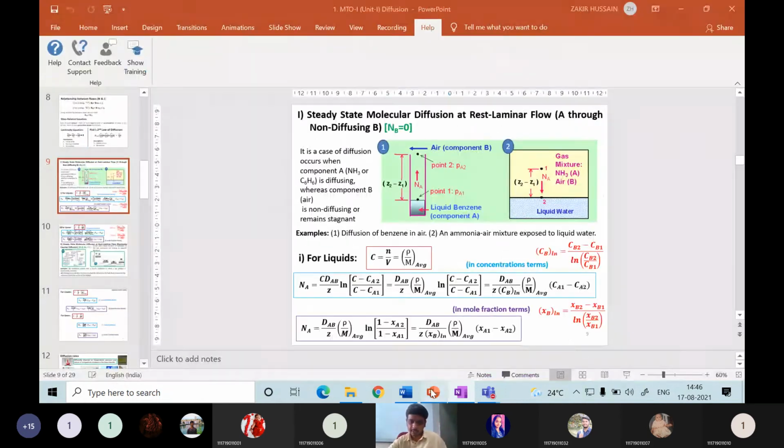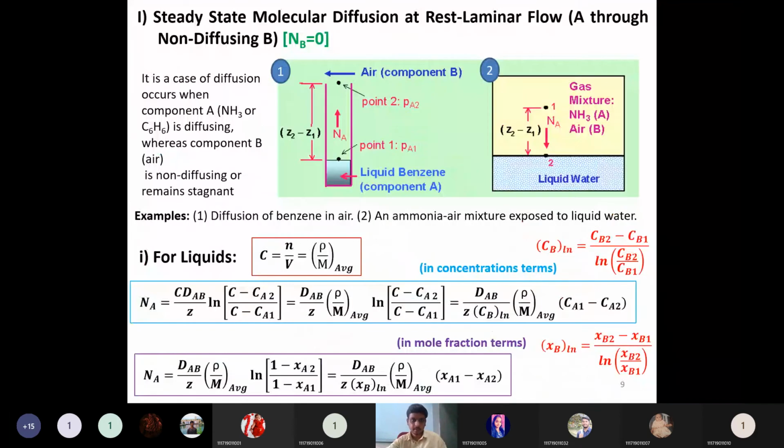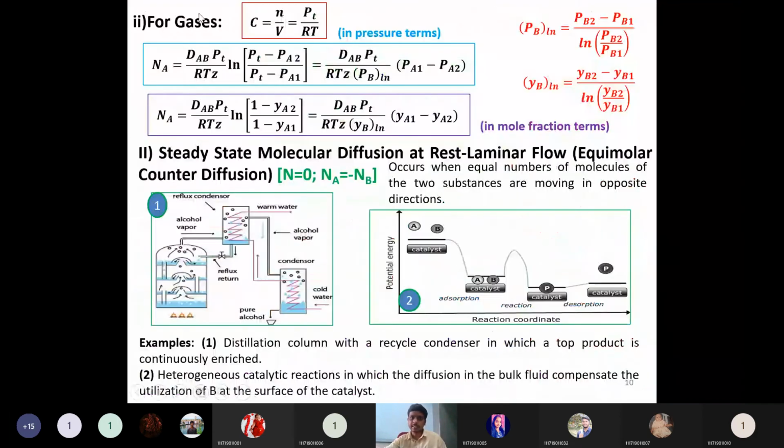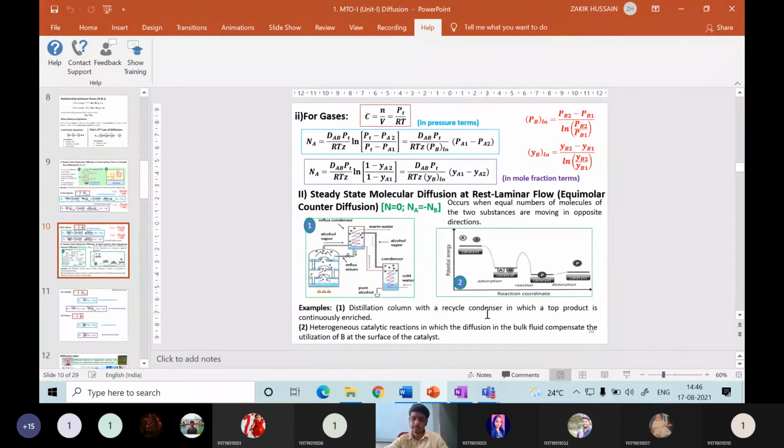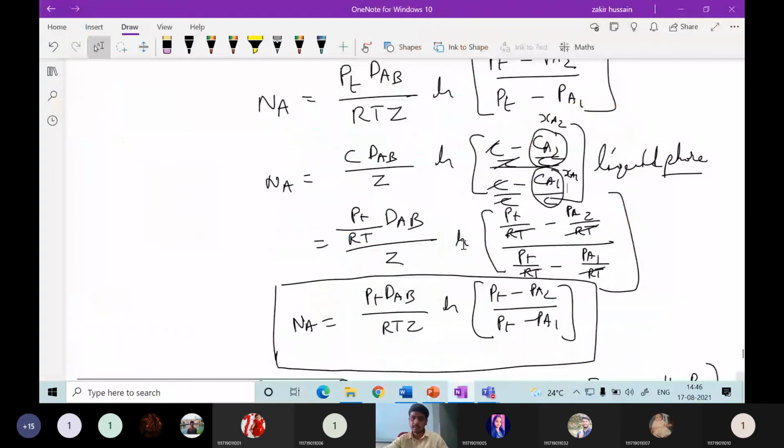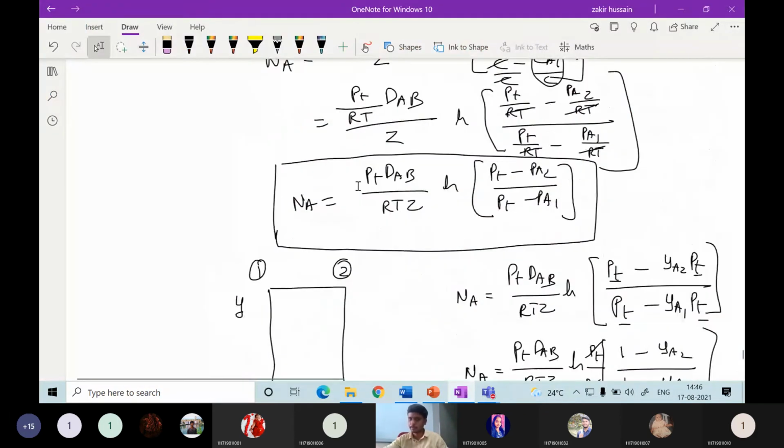Both the formulas I have given in the PPT here. This formula is in terms of pressures, and this formula in terms of mole fraction. Now we have to bring this form. PBln, YBln, and XBln we have seen in the liquid phase. The same form we have to bring here. So how to bring that one? Let us take this form.